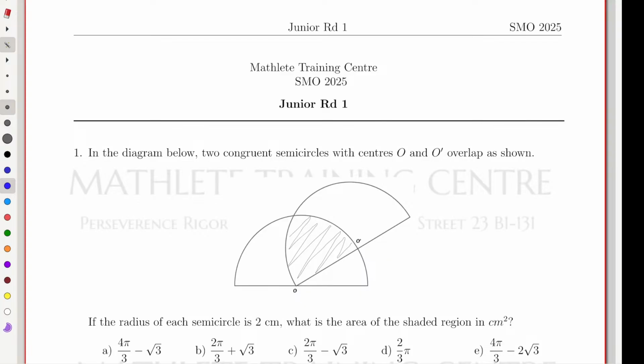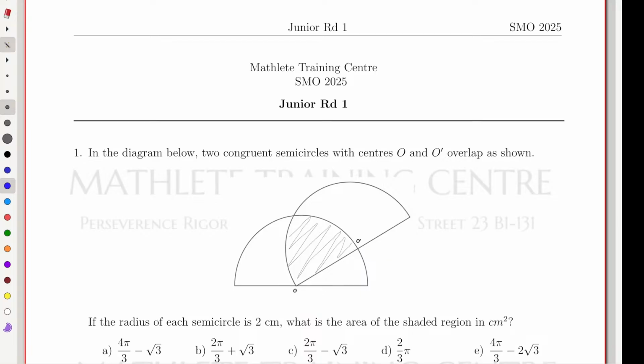So this is our SMO 2025 Junior Round 1, where we go through the solutions of each question. Firstly, thank you for joining the stream. I understand that after this morning's competition, most of you are probably very tired already. You probably don't want to stare at this kind of math anymore. But then you cannot control. Inside your heart, you know that you desperately want to know your results for this particular SMO, right?